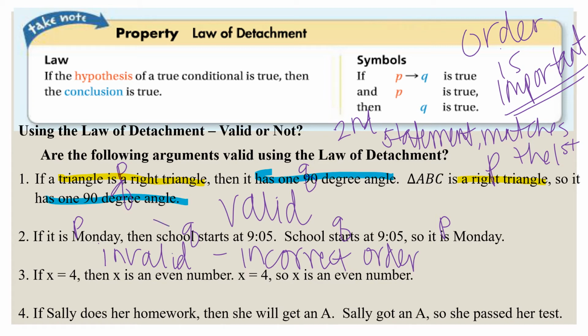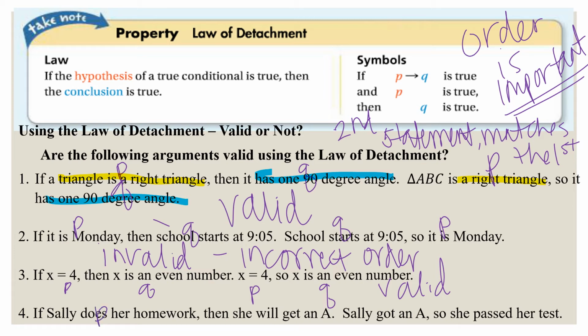For number 3, if x equals 4, that's my P, then x is an even number, that's my Q. The next statement, x equals 4, so x is an even number, which is my Q. Because both are in the same order, this is valid.